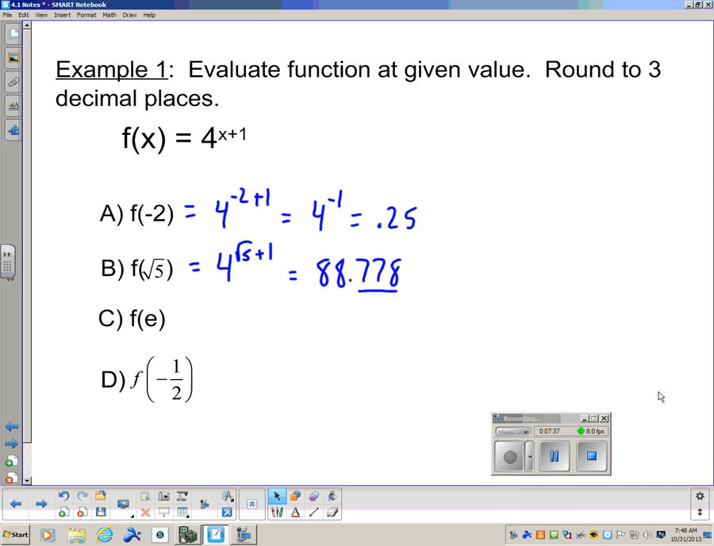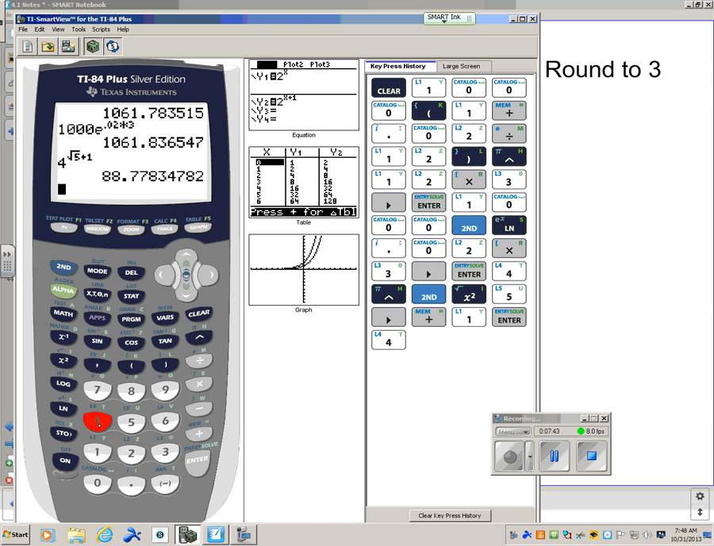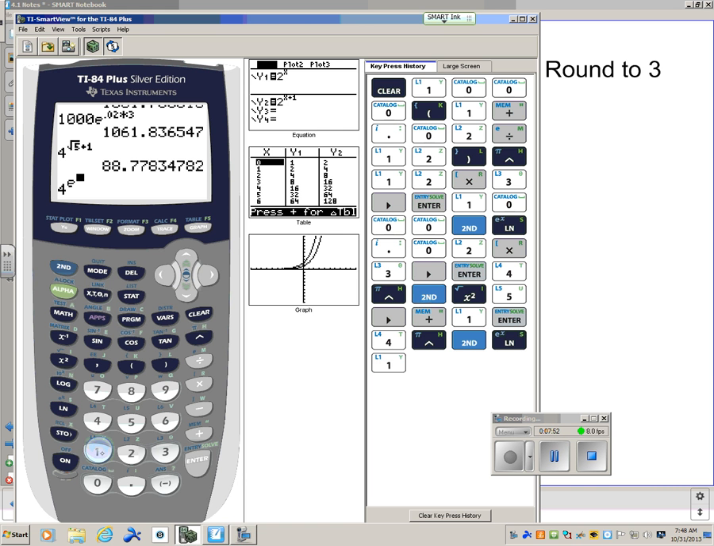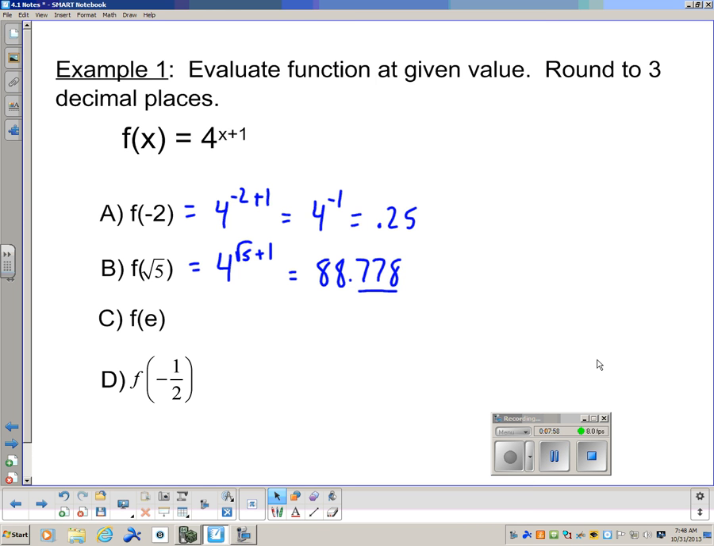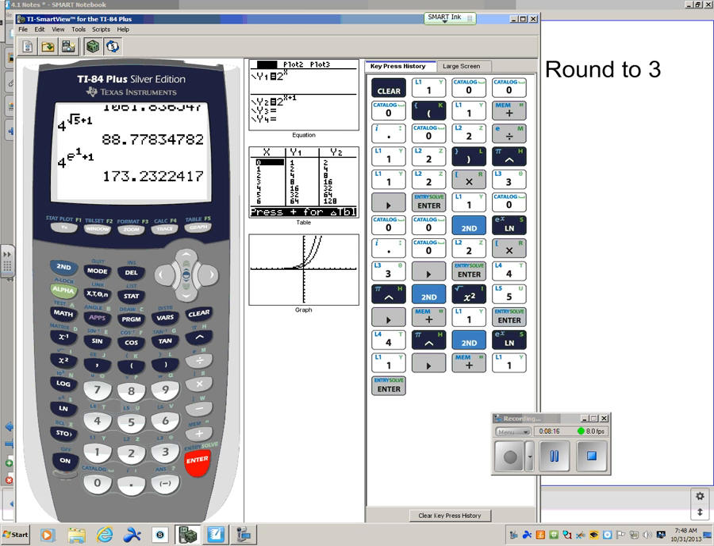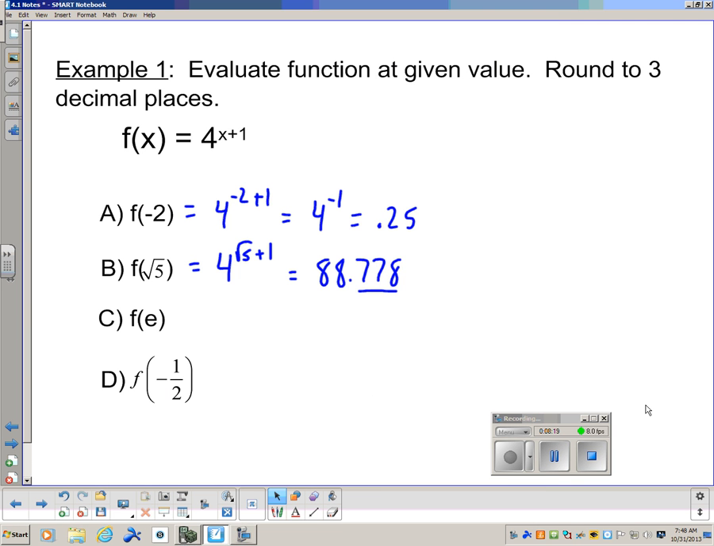And then this one says f of e. So now we've got to put e in there. This is an interesting one. You go 4 caret key, and you've got to plug in e. Remember, e is above the ln there. And then I've got to put a first power there because it's asking for a power when I put e in there. And then there was one other part we had to do. Oh, yeah, plus 1. So again, make sure the e and the plus 1 are on the same level. You don't put the 1 up there with the power. So I get 173.232.